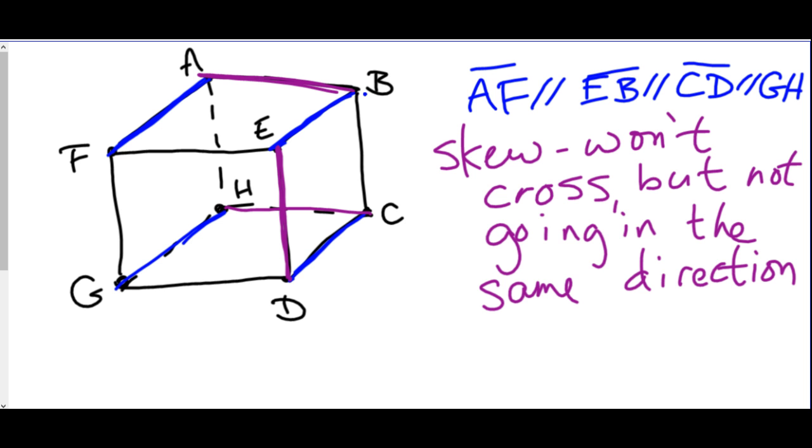Looking at this picture, we could also say HG is skewed to ED. It will never touch line ED, but it's not going in the same direction. And AF is another line that's not parallel and not touching. So those are the things we need to know for points, lines, and planes.